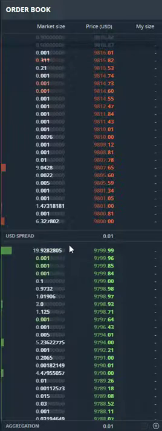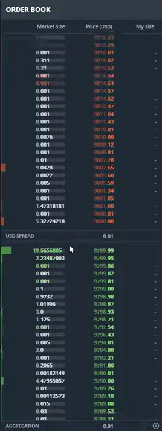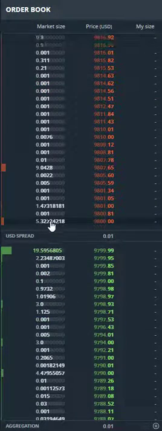So it's not 100% accurate. You can't just look at this and say the price is going up, buy, because that may not be the case. They could pull the order, or the seller, the ask could refresh.